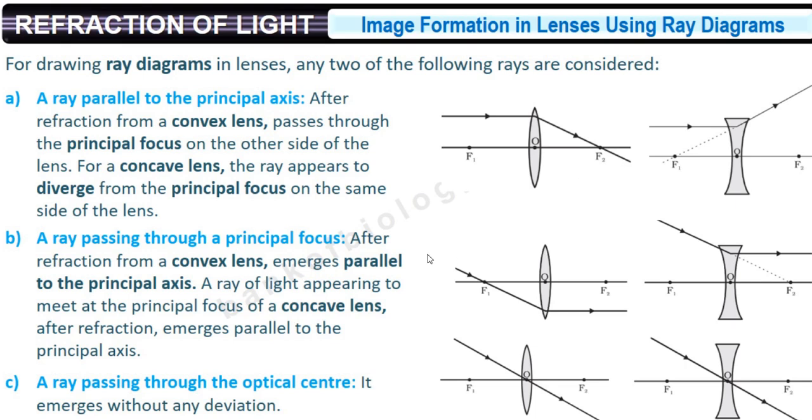A ray passing through the principal focus, after refraction from a convex lens, emerges parallel to the principal axis. A ray of light appearing to meet at the principal focus of a concave lens, after refraction emerges parallel to the principal axis. A ray passing through the optical center will emerge without any deviation. So till here it is clear.